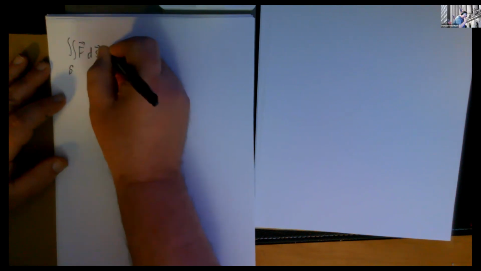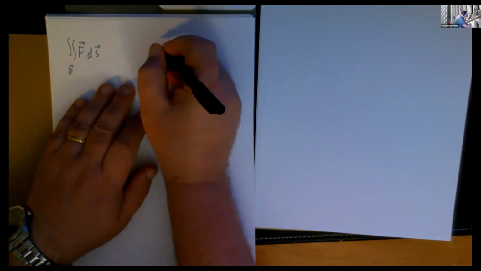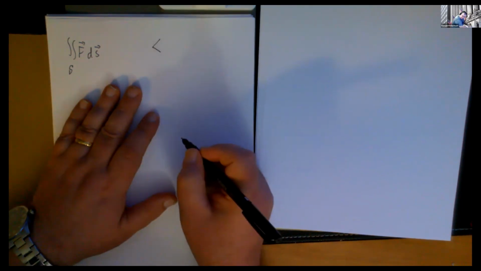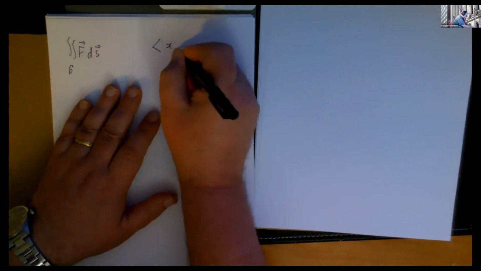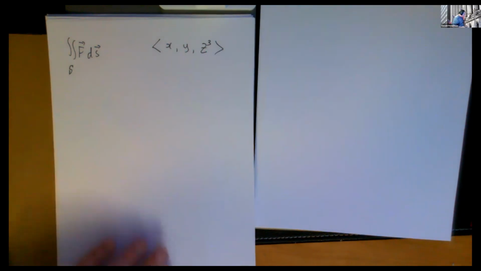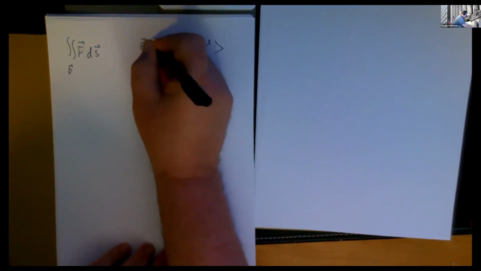Okay, so in this particular one, we're being asked to find the flux over the surface S of a vector field F. The information that we're going to be using in this case is vectors. I think it's x, y, and z cubed. Can't read my own writing there. So that's going to be our vector field.